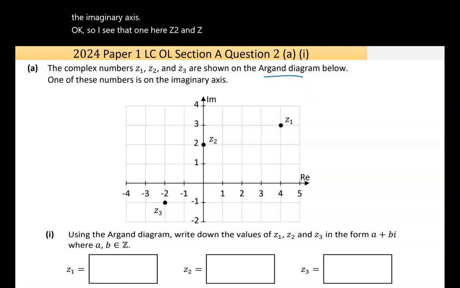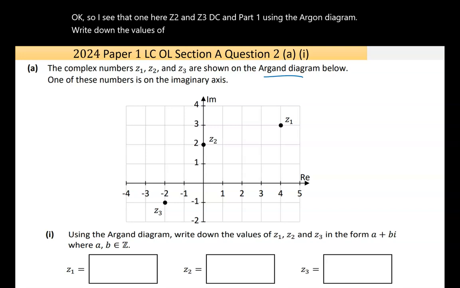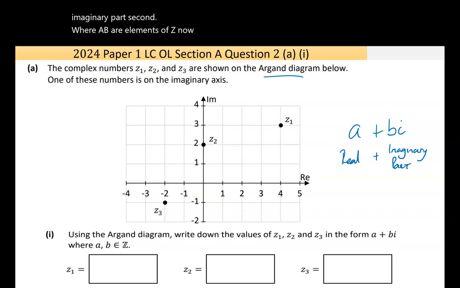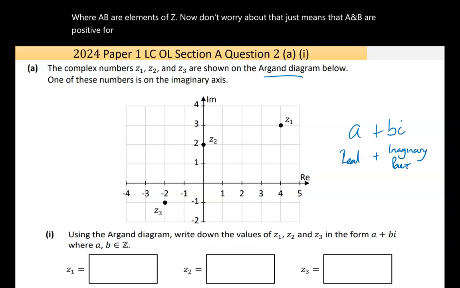They say in part 1, using the Argand diagram, write down the values of Z1, Z2, and Z3 in the form A plus Bi, so the real part first and the imaginary part second, where A, B are elements of Z. Now, don't worry about that. That just means that A and B are positive or negative whole numbers. So it's not really all that important. If you know how to read complex numbers, that's irrelevant.